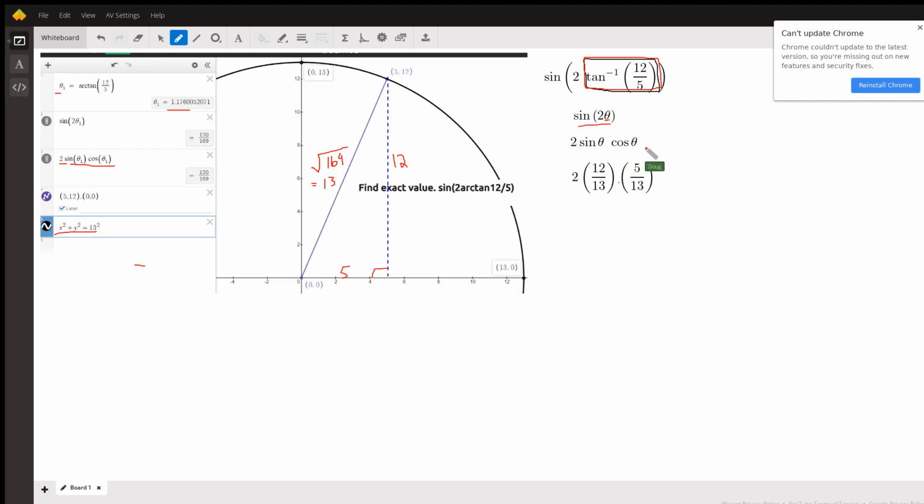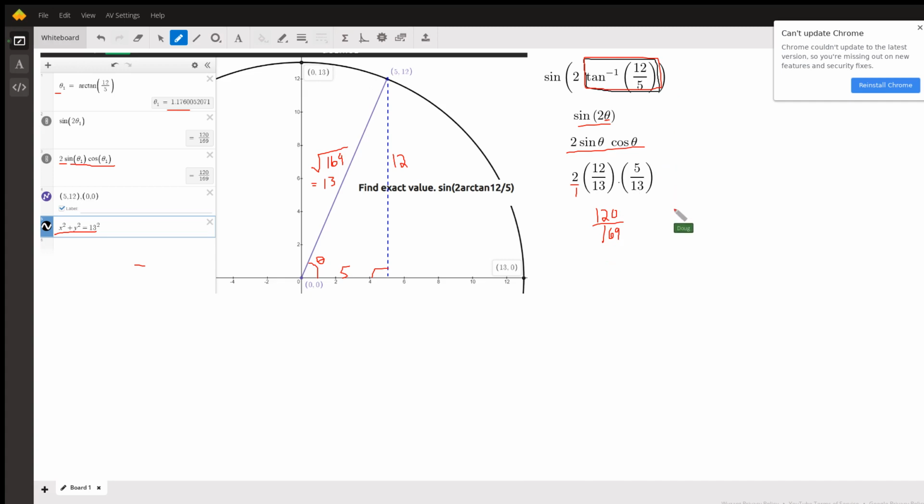There's the double angle formula for sine of twice an angle. And now we just have to look at this diagram to fill in the sine of theta and the cosine of theta. If this is theta, the angle that has a tangent of 12/5, the sine of theta is opposite over hypotenuse, 12/13. The cosine of theta is adjacent over hypotenuse, 5 over 13. And if I multiply these numerators together, 60 times 2 is 120. 13 times 13, 169.